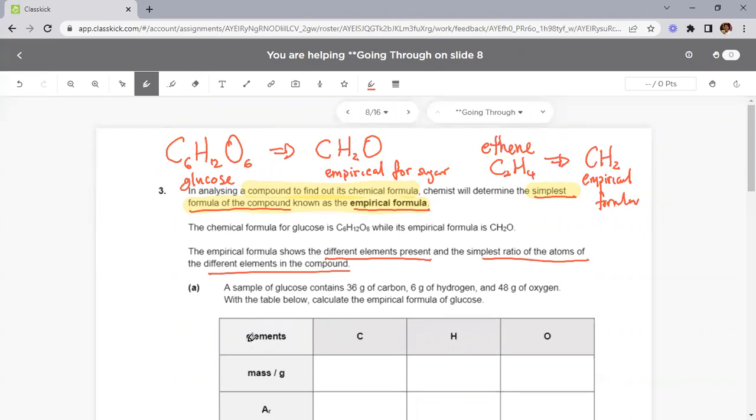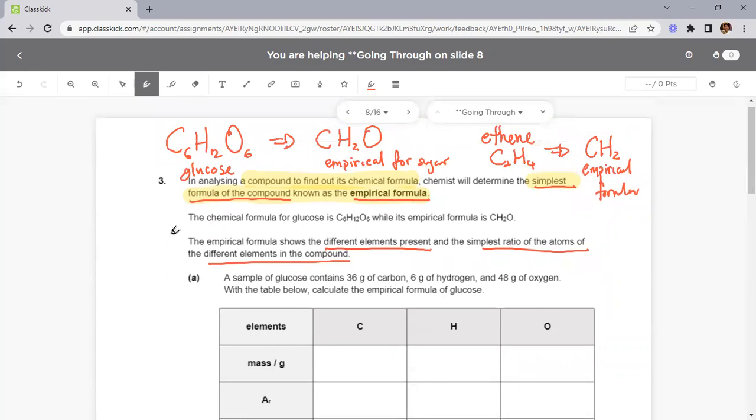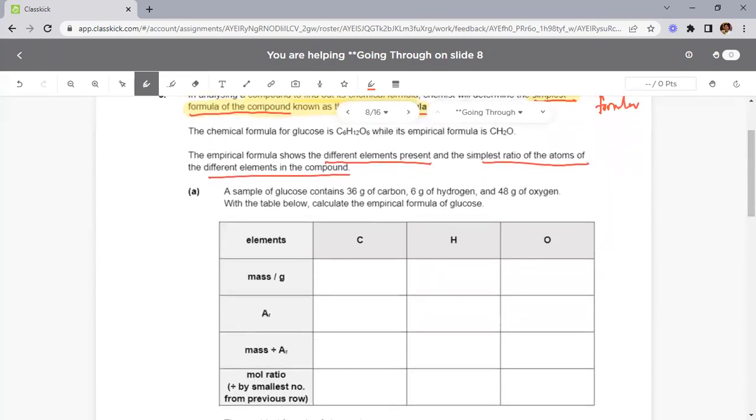I'm going to show you an example here. Typically, for part A, they'll tell you that a sample of glucose contains 36 grams of carbon, 6 grams of hydrogen, 48 grams of oxygen. Find the empirical formula for glucose. We all know glucose is C6H12O6, but if the question comes out like this, you don't know it's C6H12O6. You go and do your analysis and realize there's 36 grams of carbon, 6 grams of hydrogen, and 48 grams of oxygen. So how do you calculate the empirical formula of glucose?